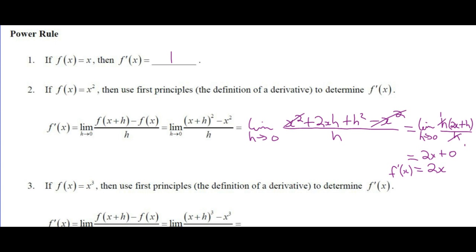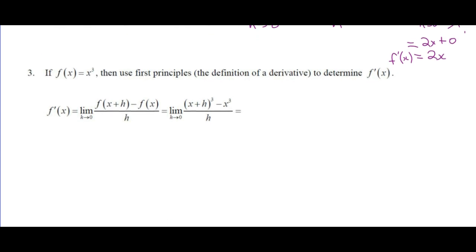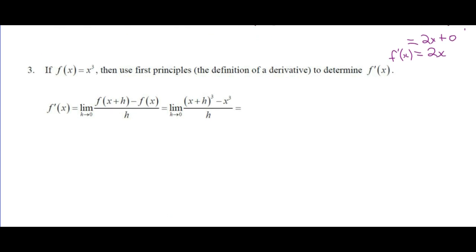If f of x is equal to x cubed, then use first principles, the definition of a derivative, to determine f prime of x. So it's the limit as h approaches 0. All right, did you guys, in 30-1, you did the binomial theorem, right? Yeah. Okay, so we can expand x plus h cubed.